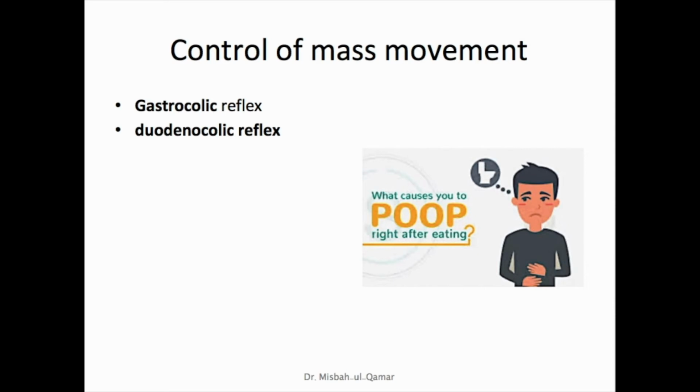You might have noticed that a mass movement is initiated after meals. It is facilitated by gastrocolic and duodenocolic reflexes, which result from the distension of the stomach and duodenum. These reflexes are mediated by extrinsic autonomic nerves to the colon.